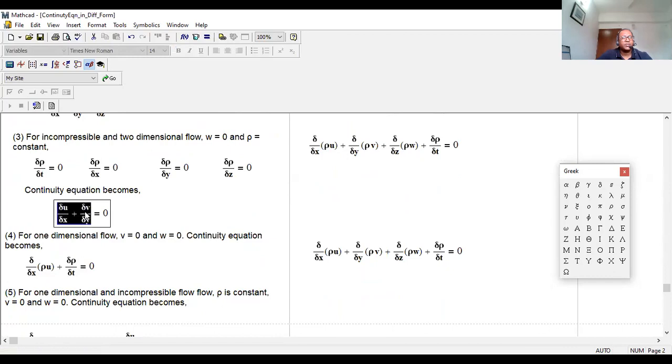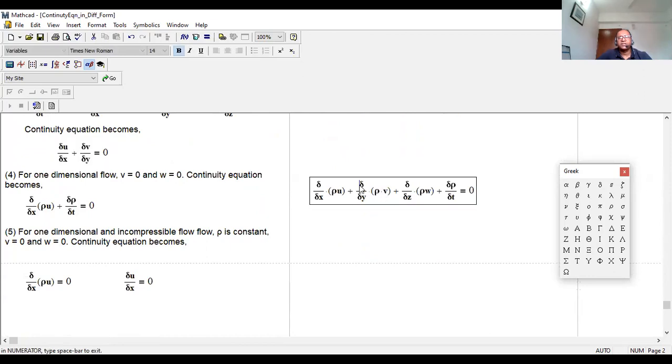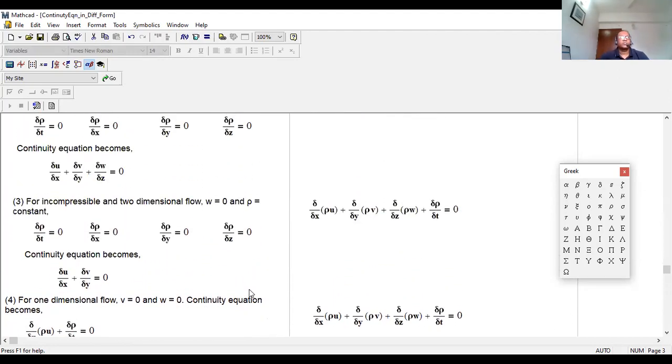So this is the continuity equation, and for one-dimensional flow, obviously these two will be 0. So you have only this term. For one-dimensional incompressible flow, no change of density, so you have only this term. And what are we getting ultimately? Rho you have taken outside, rho cannot be 0. Then you are getting del u by del x equal to 0. That means velocity is not changing with respect to the x-axis. So this is just to derive the continuity equation.